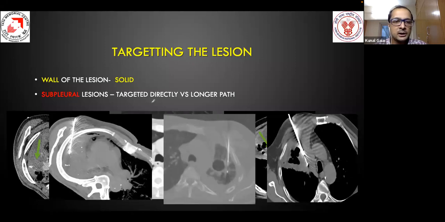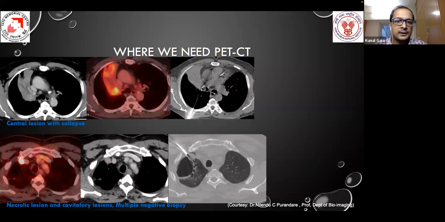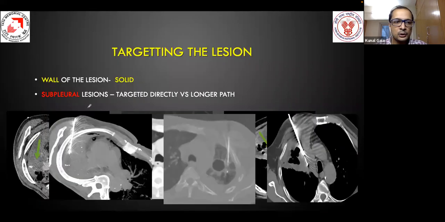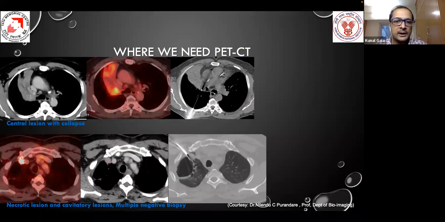A subpleural lesion we can target with a longer approach as compared to a direct approach. Here the periphery of the lesion is targeted in this case, and the central hilar lesion is targeted in the central hilar lesion. So how can we target the central hilar lesion? We can go through a collapsed lung, or we can go through a non-collapsed lung from the opposite side. I have shown the two techniques. Here is one technique where I have gone through a collapsed lung, and here I've gone through a non-collapsed lung and then done a biopsy. So these are the two approaches.